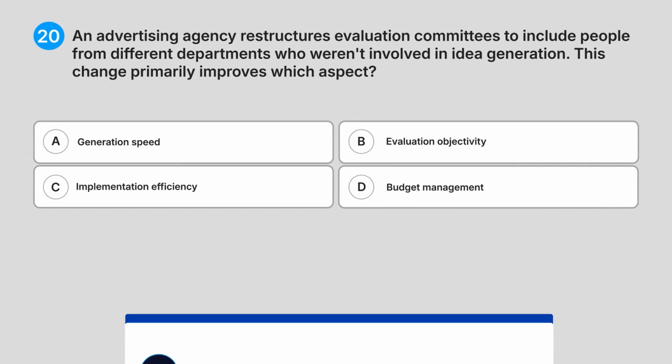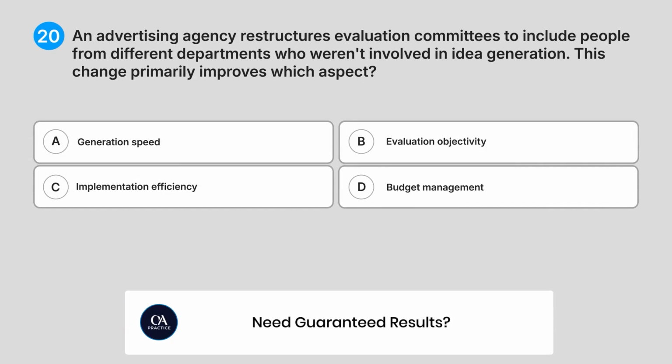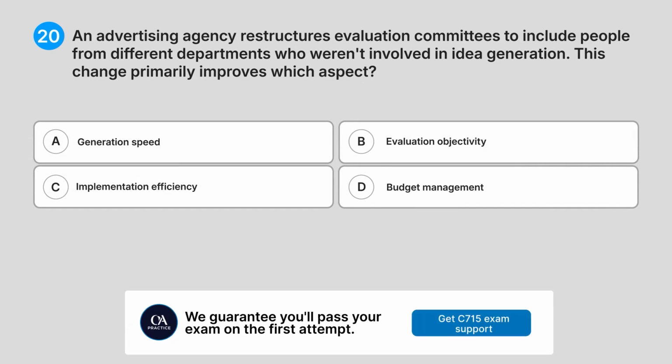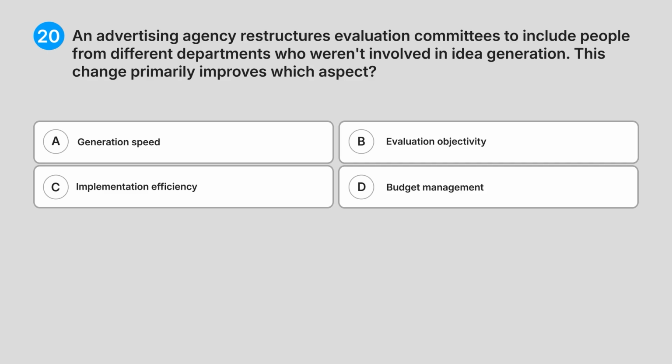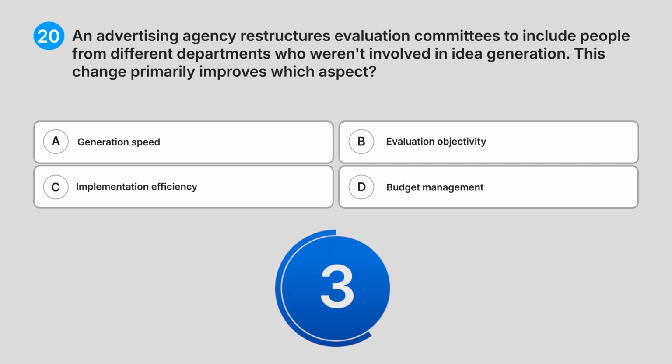20. An advertising agency restructures evaluation committees to include people from different departments who weren't involved in idea generation. This change primarily improves which aspect? A. Generation speed. B. Evaluation objectivity. C. Implementation efficiency. D. Budget management. Can you guess the answer?